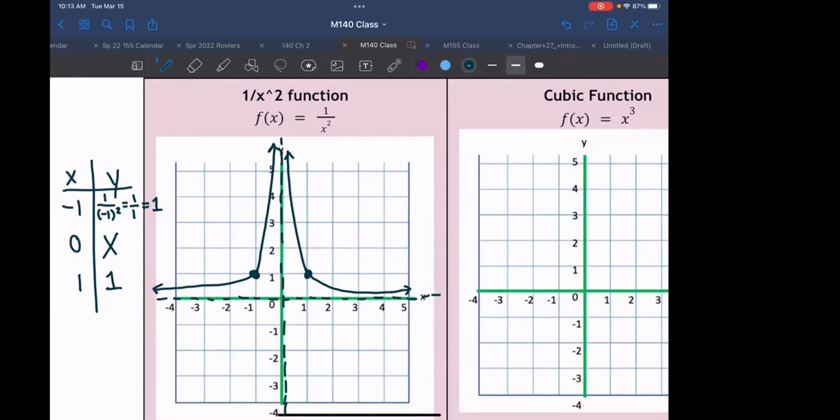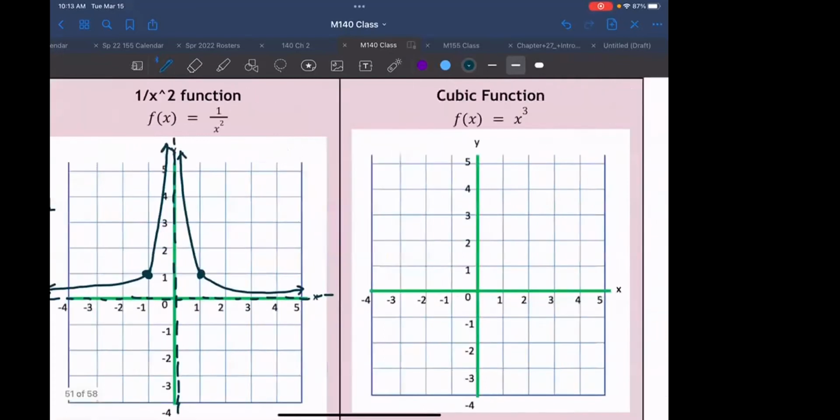Yeah, it's like the quadratic where it can't go below the x-axis, right? But everything kind of gets flipped up to the top. So it's a nice observation there. Any questions on this one?